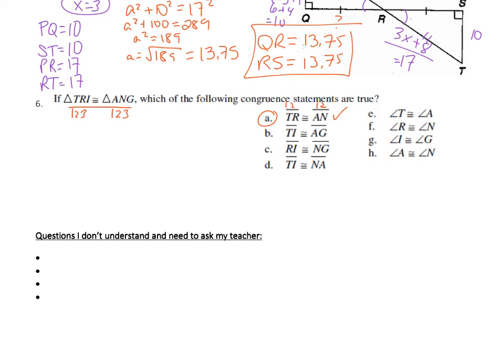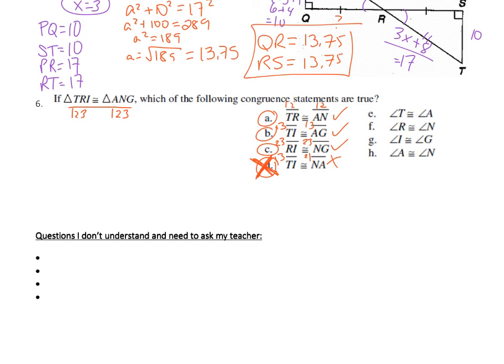Next is TI, and that is 1 and 3. And AG is also 1 and 3, so that one is also true. RI is 2 and 3 for the first triangle, and NG is also 2 and 3, so we've got a third congruent statement. But TI is 1 and 3, and N and A is then 2 and 1, so those would not be the same. Sorry, I meant an X through that, are not the same congruent, so they're not congruent to each other.